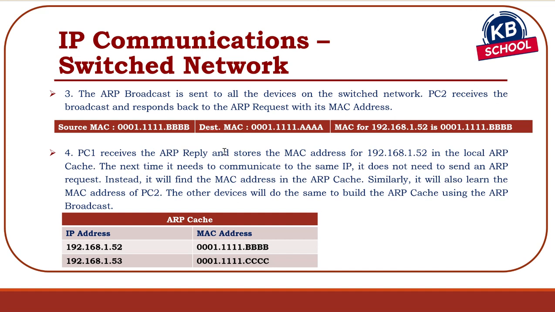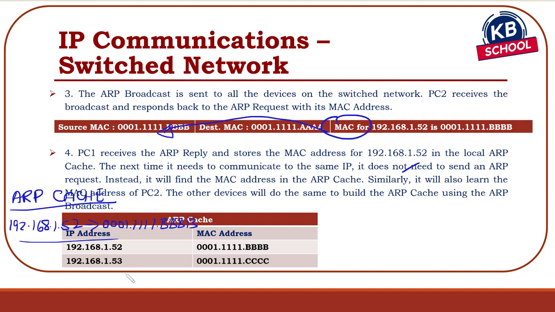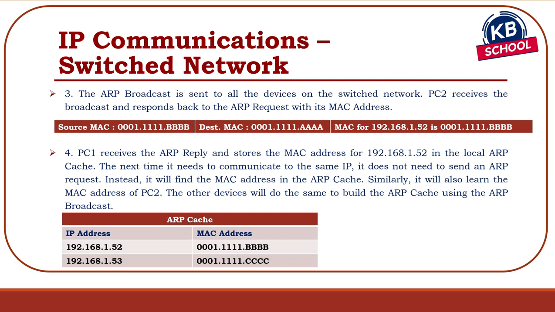PC1 receives the ARP reply and stores the MAC address of 192.168.1.52 in the local ARP cache. The next time it needs to communicate to the same IP, it does not need to send an ARP request. Why? I already know that if I want to reach 192.168.1.52, the MAC address is 0001.1111 BBBB. All right. Similarly, it'll do the same thing for PC3. So this guy over here is PC3.